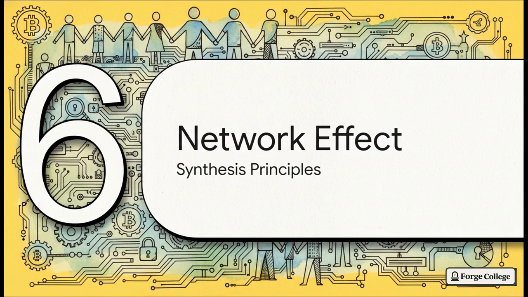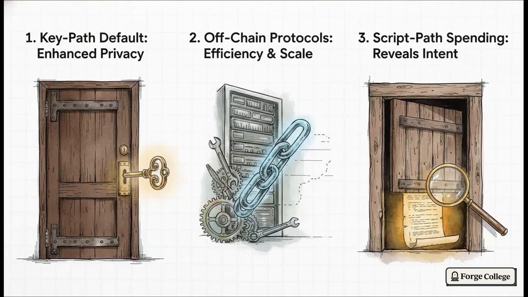Almost at the end. Section 6, the network effect, principles for synthesis. Let's go ahead and distill all of this mechanical theory into 3 core principles you'll definitely want for your synthesis notes. Number 1, privacy depends entirely on your spending behavior. The key path front door absolutely must be your default. Number 2, efficiency requires complementary off-chain protocols. Taproot gives you the ability to save, but developers actually have to build the complex wallet tooling to realize those savings. And number 3, script path spending is certainly better than the old glasshouse, but it is not completely invisible.